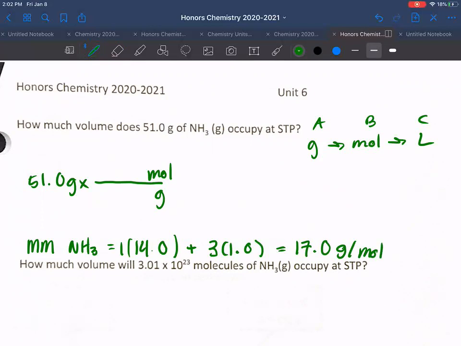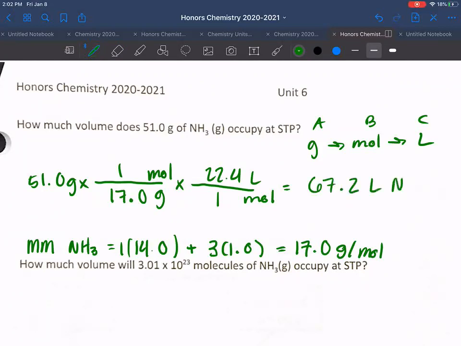So now using that, if we have 17 grams per 1 mole, we then are left to go from moles to liters. So 1 mole is 22.4 liters. With your calculator, you would get 67.2 liters of ammonia. Okay.